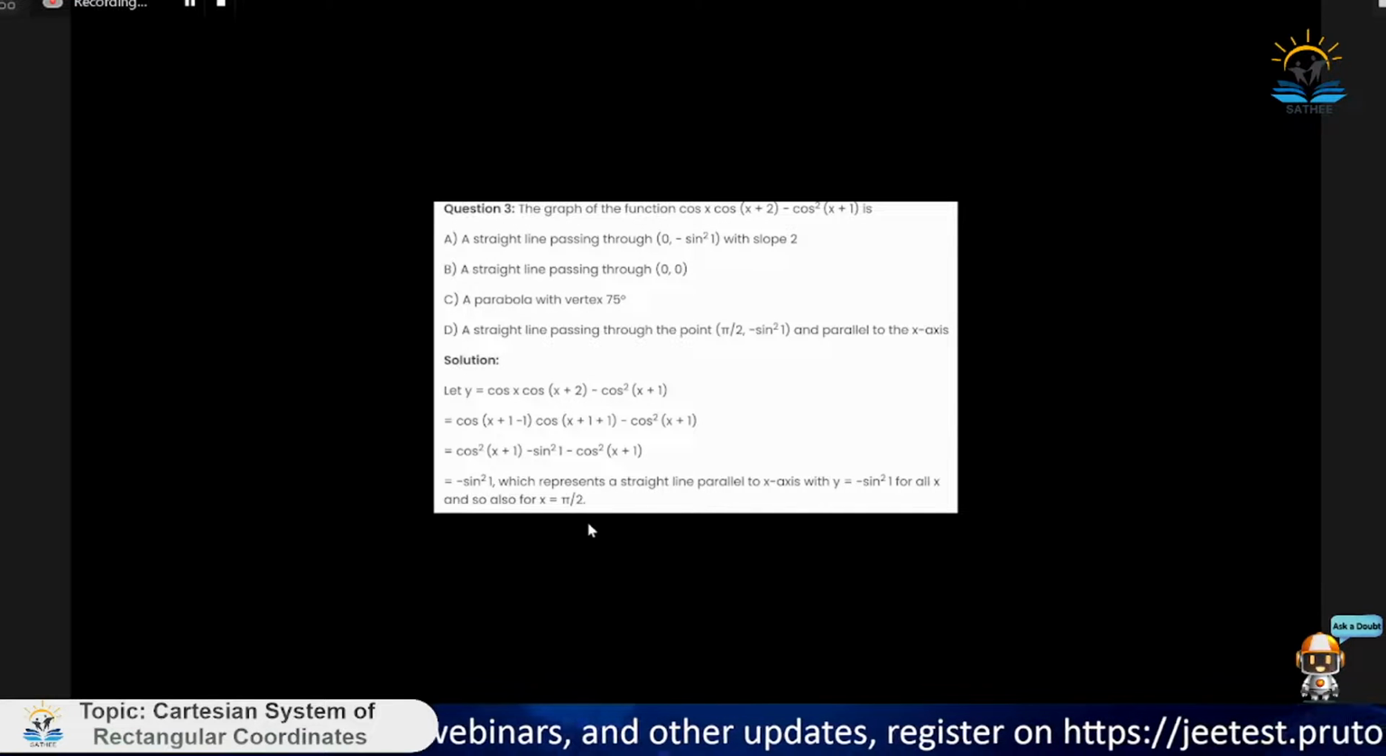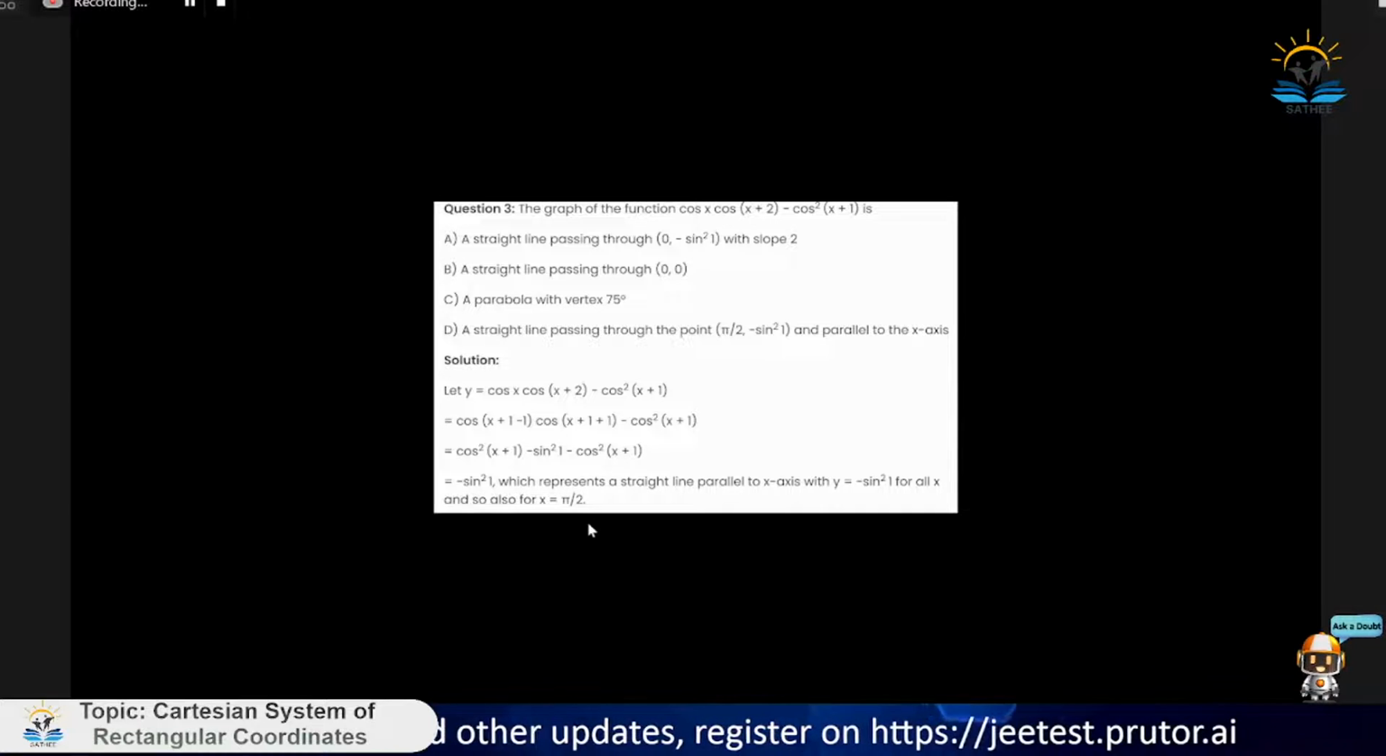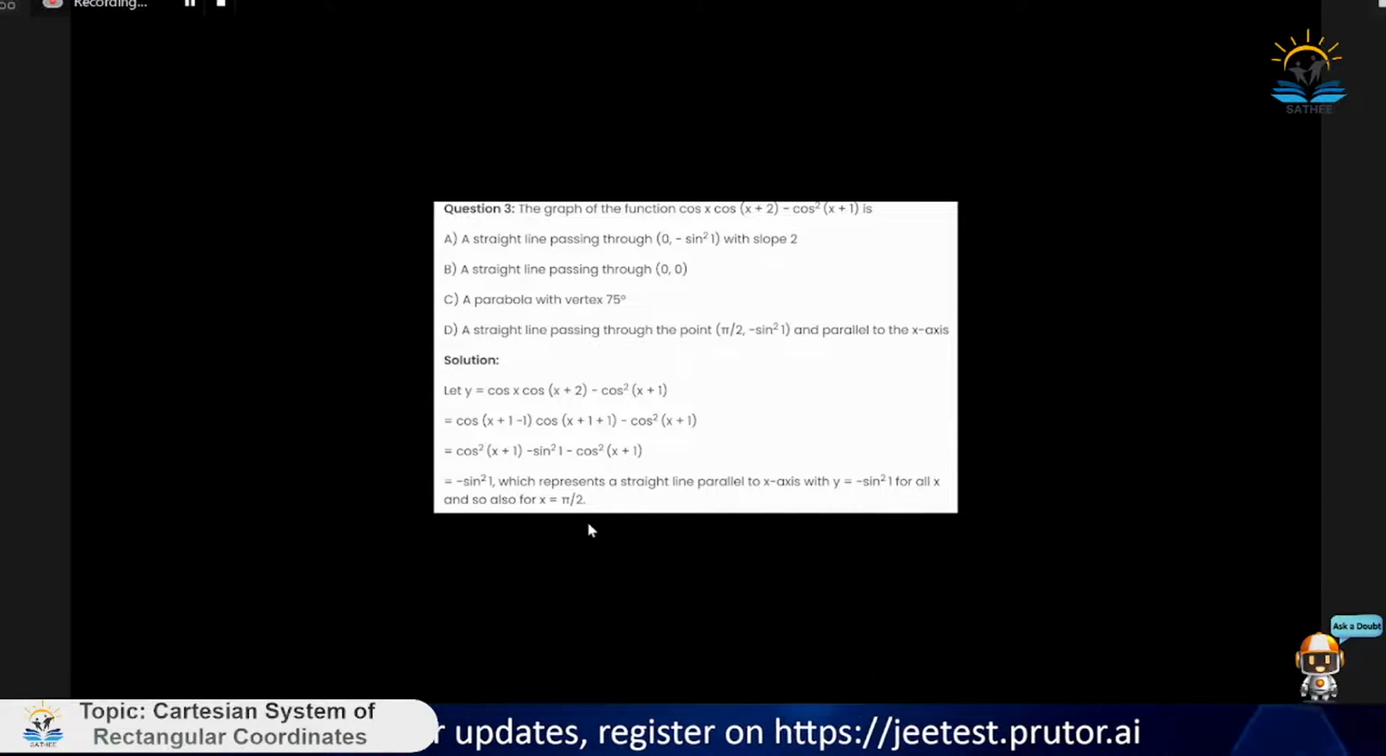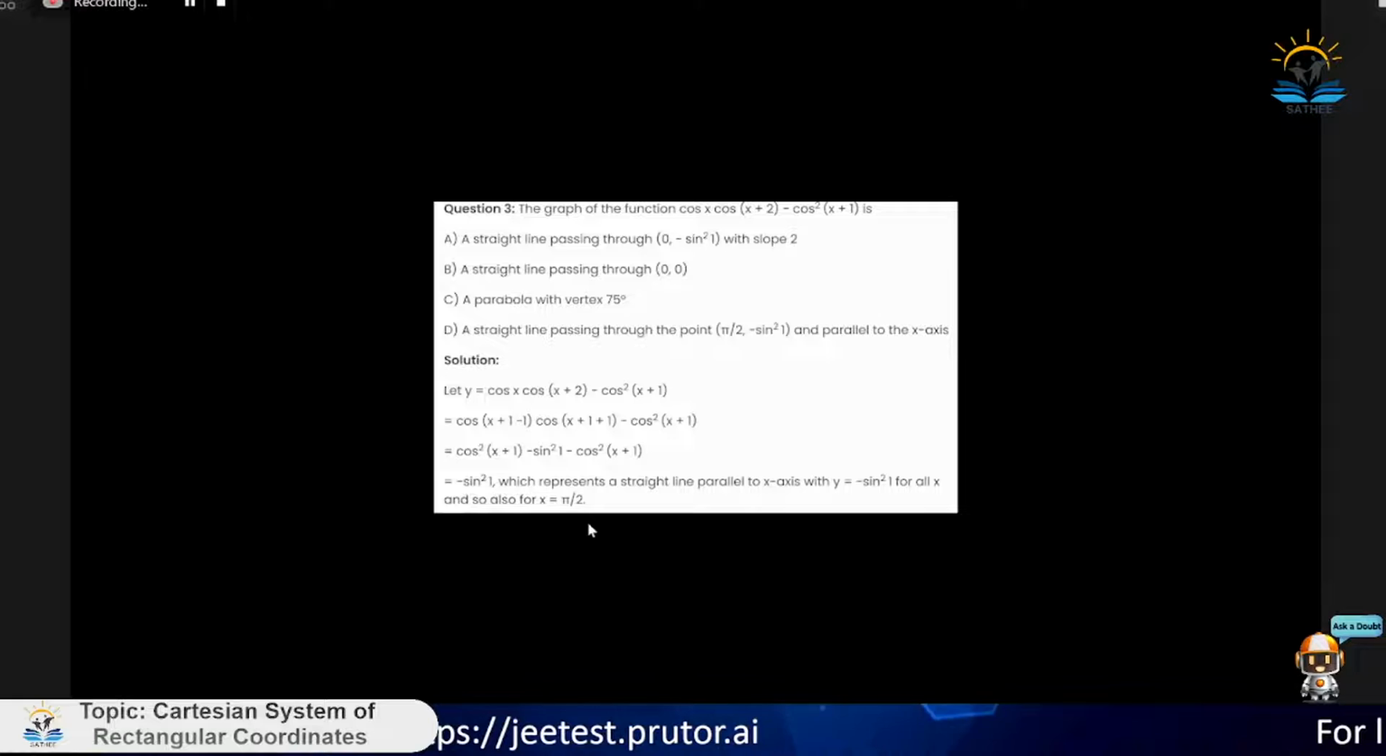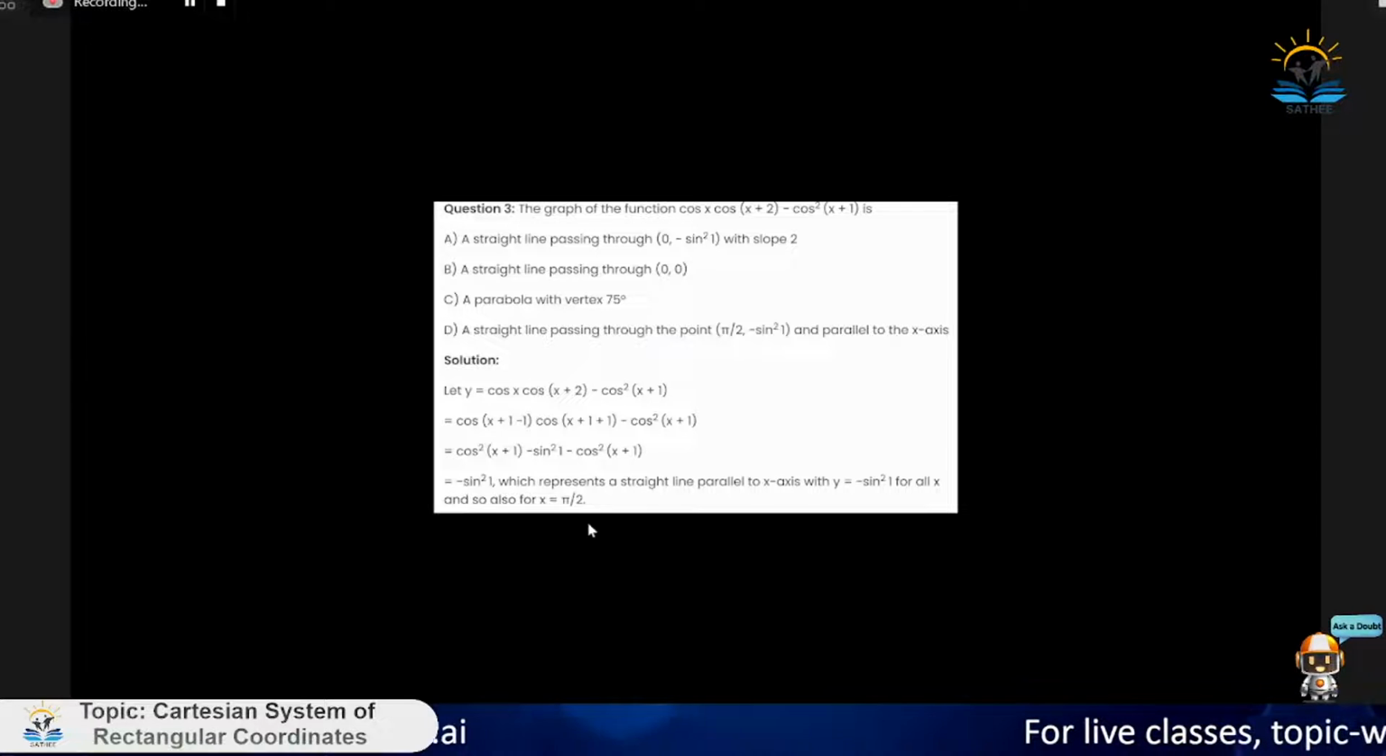And when you go for the third question, here they have given the graph of the function as cos x into cos x plus 2 minus cos square x plus 1. Here it is nothing but the manipulation of the trigonometric functions. So here cos x into cos x plus 2, which is in the form cos a into cos b, or else cos of x plus 1 minus 1 into cos of x plus 1 plus 1, which is nothing but cos of a minus b into cos of a plus b.